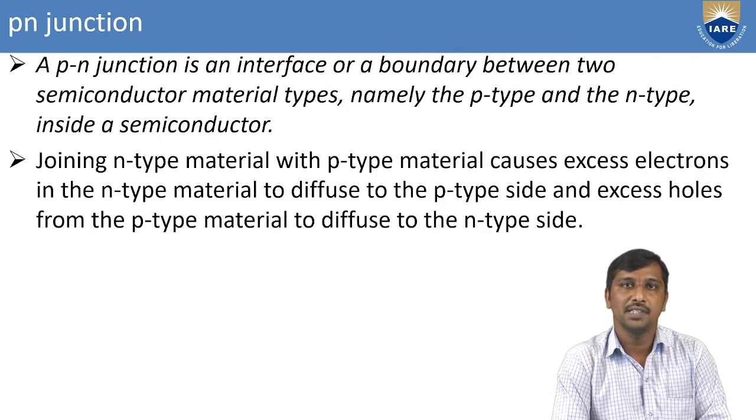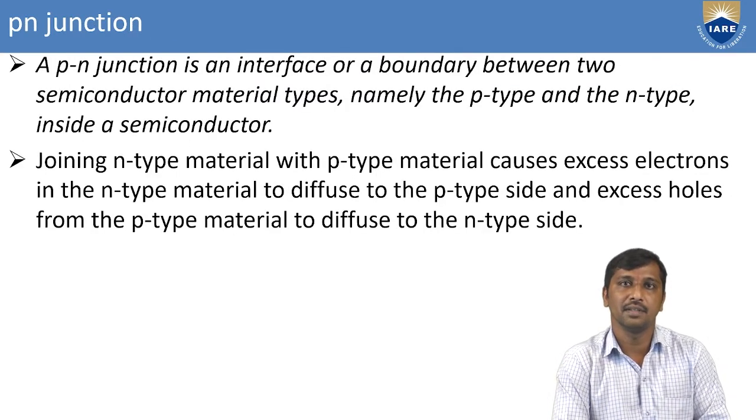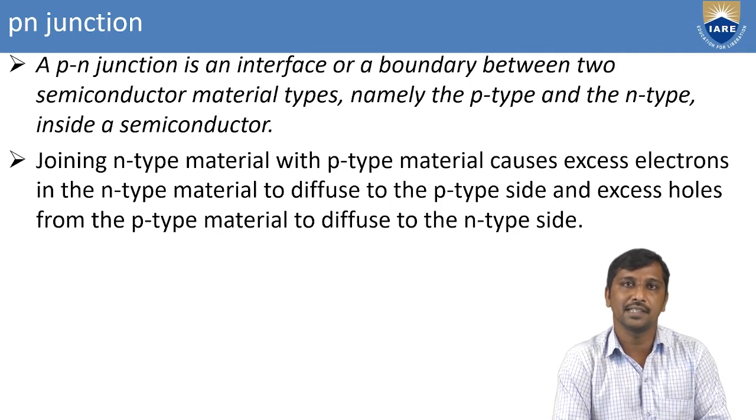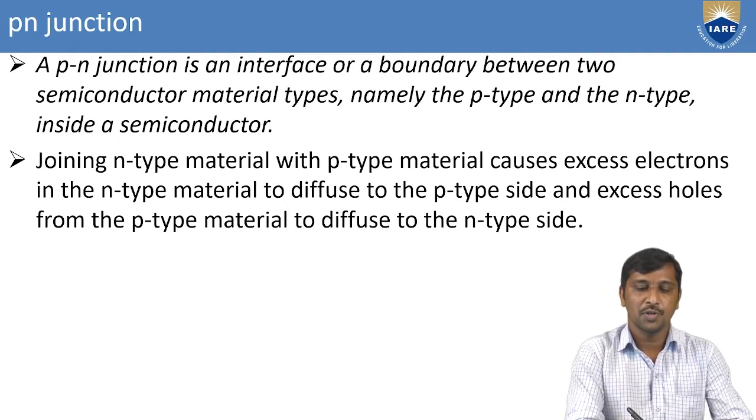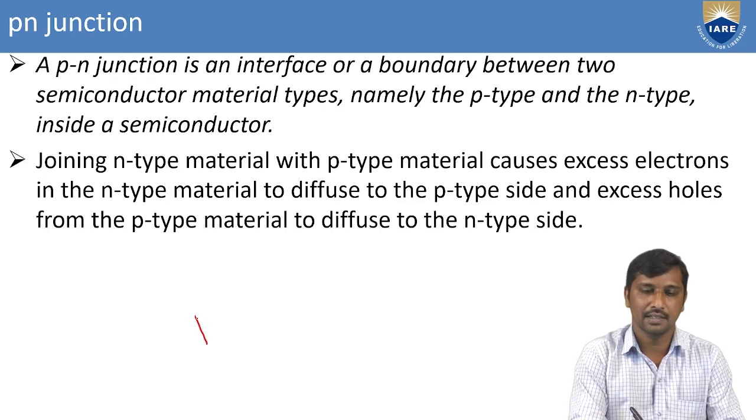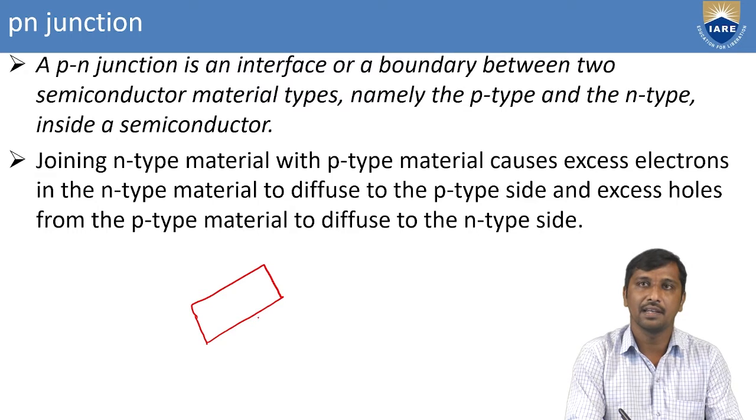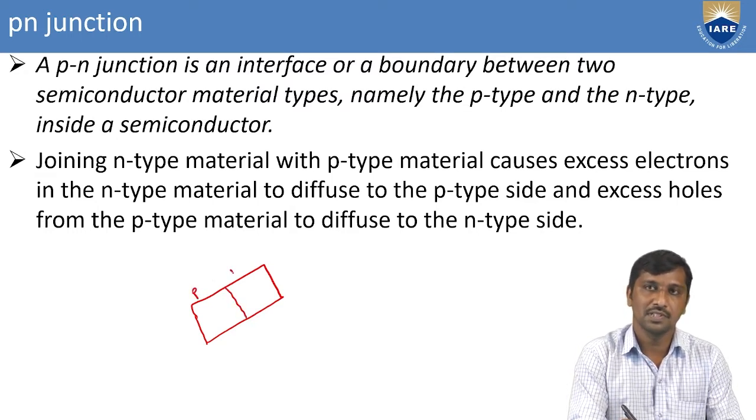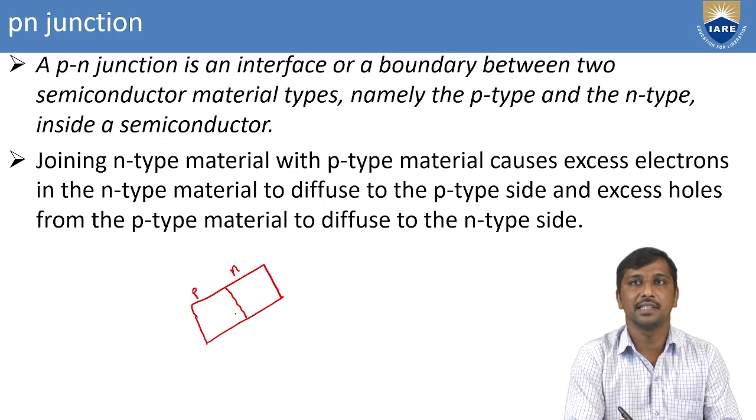So what is the PN junction? Here P means the P-type extrinsic semiconductor, and N means the N-type extrinsic semiconductor. We are taking two different materials, the P-type extrinsic semiconductor as well as the N-type extrinsic semiconductor. To form this PN junction, let us take a semiconductor material, where one half is doped with P-type and the other half is doped with N-type material.